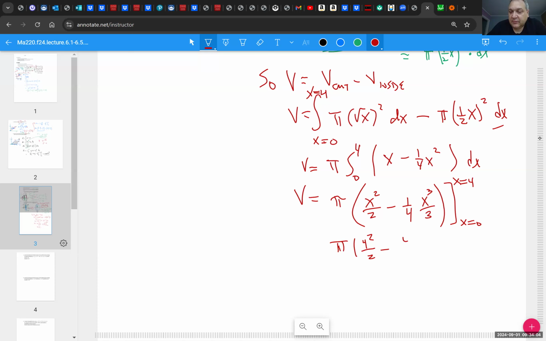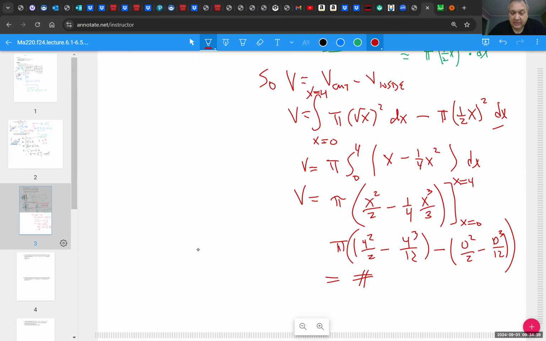And I guess it's 4 cubed over 12 minus, when I plug in 0, those are all 0 anyway, right? So it doesn't really matter. And all of the stuff is times pi. All right, I'm going to let you do the math on that one. It's not very difficult at this point because the second part's all zeros. So you get a result for this, and that's how to find the volume of this region revolved around the y-axis.